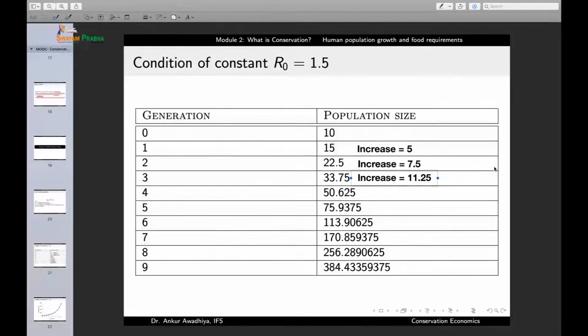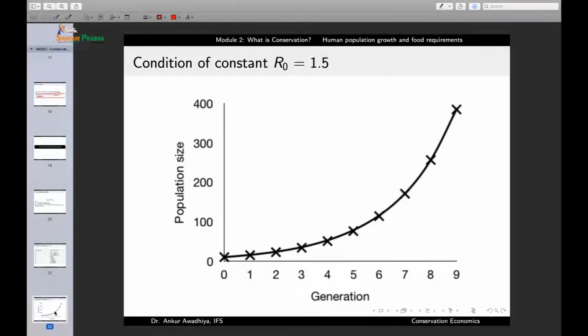But then, in just 10 generations, you have increased from 10 to around 400. Now, that is not sustainable. When you plot population size versus generation, this is the exponential increase, this is the geometric progression, but in reality, we hardly see any such population increases in nature.